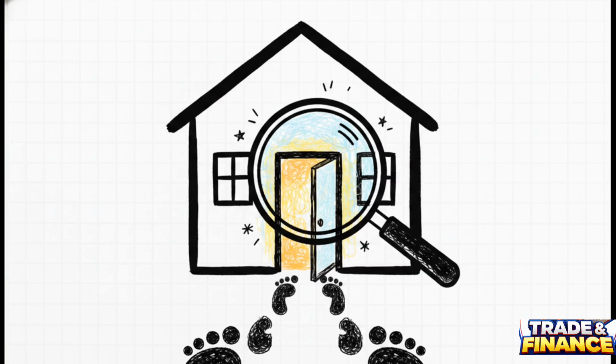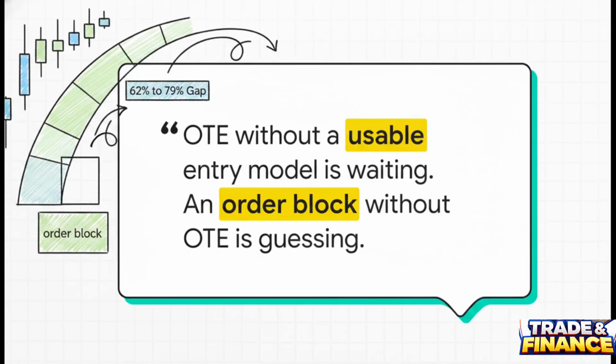You need both to actually enter the house. I absolutely love this quote right here because it just perfectly nails the relationship. OTE without a usable entry model is waiting, and order block without OTE is guessing. Aligning that 62% to 79% Fibonacci zone directly with a fair value gap or an order block, that creates the ultimate high probability setup. It's the perfect overlap of location and institutional intent.